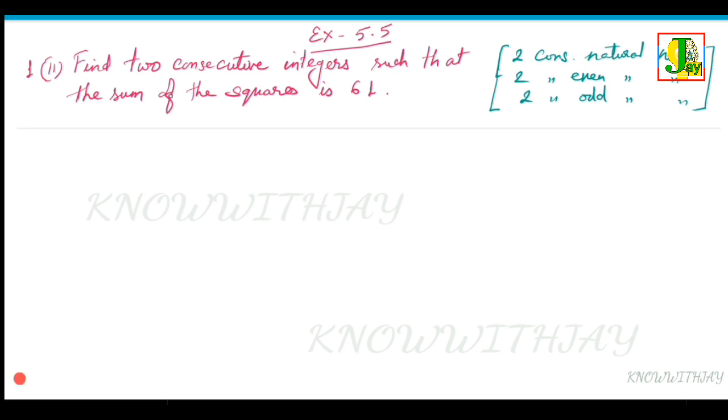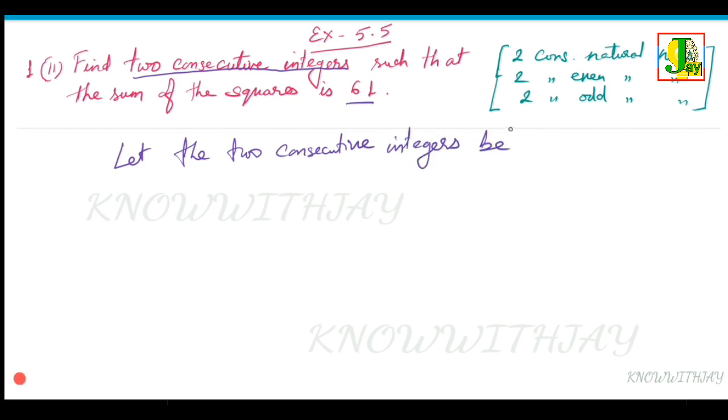Now you must see the question properly. Find two consecutive integers such that the sum of their squares is 61. So what are the two consecutive integers? Let the two consecutive integers be, okay, so if I say the first integer is x, the next one should be x plus 1.